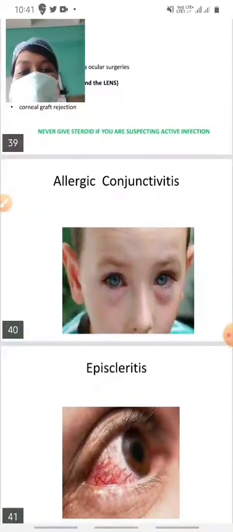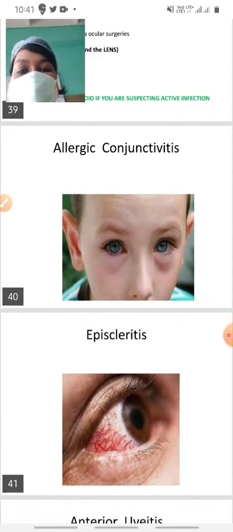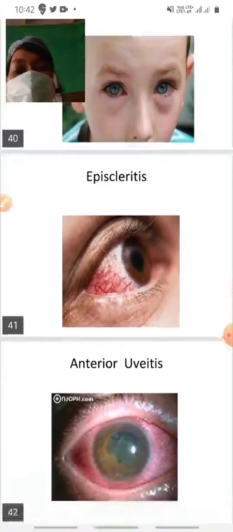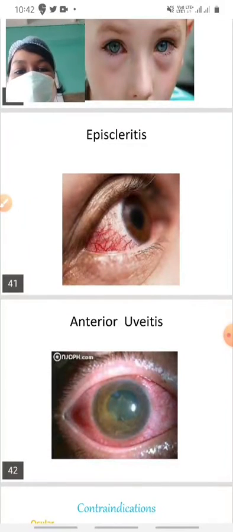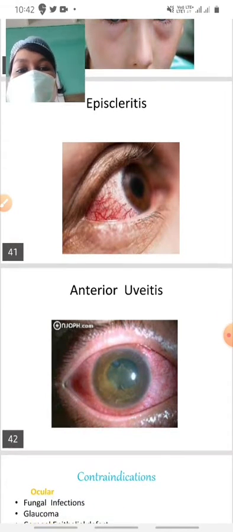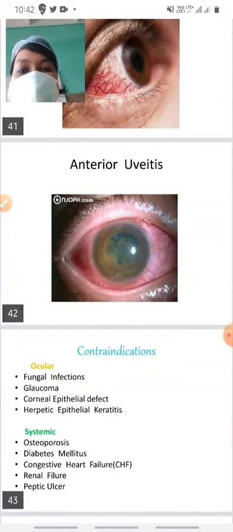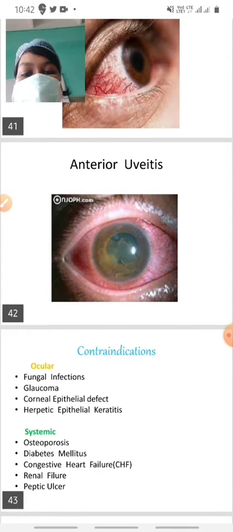So this child is showing allergic conjunctivitis. We can see that the eyes are swollen and red, and in this case topical steroids or NSAIDs can be given. And episcleritis, similarly we can see localized congestion in the lateral aspect of the eye. They respond well to NSAIDs and the steroids. And the last picture is of anterior uveitis. So here we should give steroids. Prednisolone is usually what we give in cases of acute anterior uveitis.